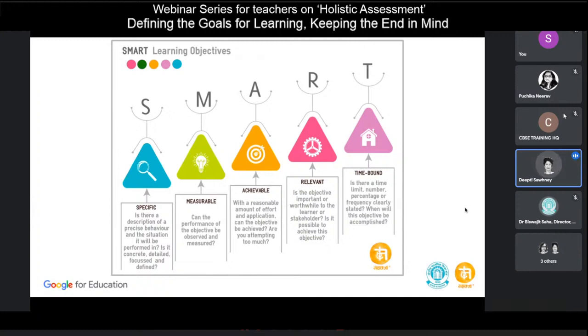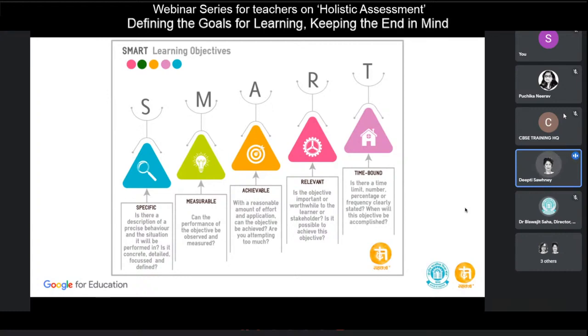So the S here stands for specific. Is there a description of a precise behavior or a situation that it will be performed in? So what are those conditions? Am I being very specific? This is what I will need. This is what the children will do. And has that really panned out for me and my children? Is it specific enough?